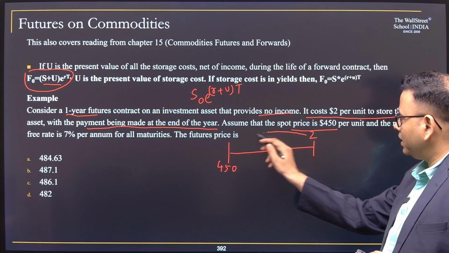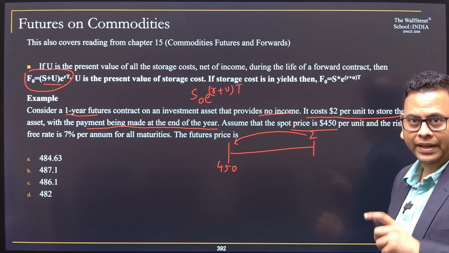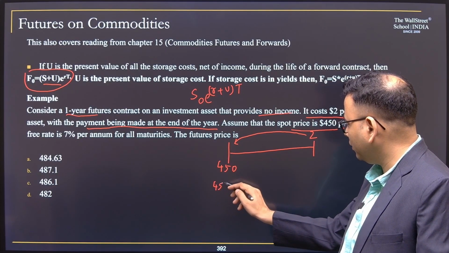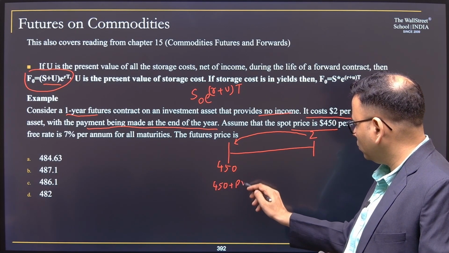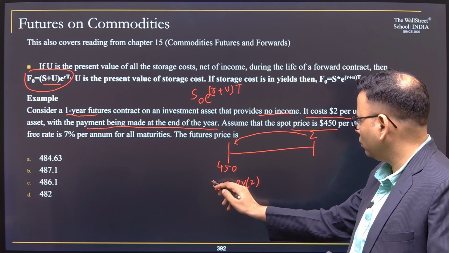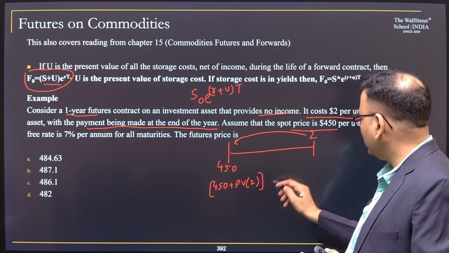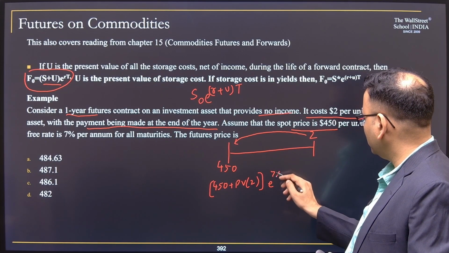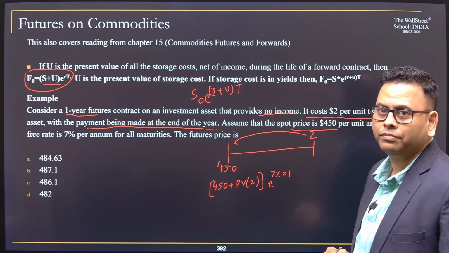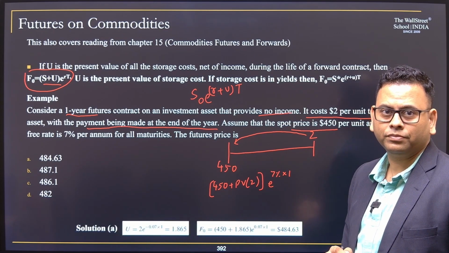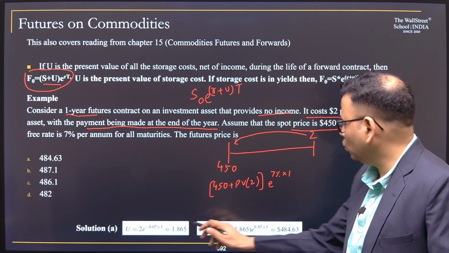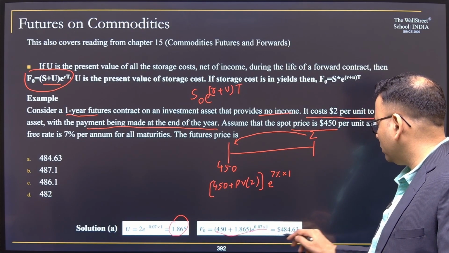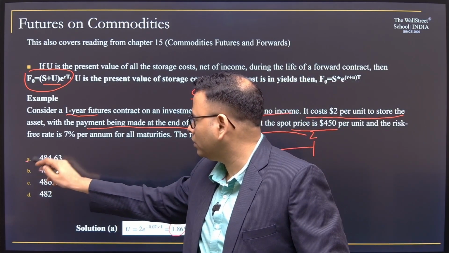So I'll first find the present value of 2, add it to 450, and then whatever that value is, so 450 plus present value of 2, I will compound this for 1 year, so 7% into 1. So U comes out to be 1.865, and when you adjust this in the formula, this will become 484.63.